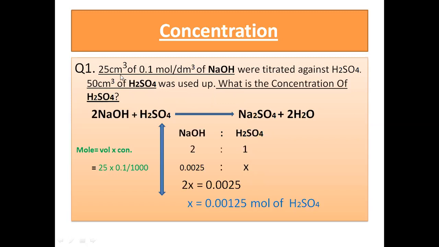Here the concentration and volume of sodium hydroxide are given, and the volume of sulfuric acid is also given, and we have to find the concentration of sulfuric acid. From units you will find which physical quantity is given. As this is centimeter cube, it means this is volume. Mole per decimeter cube shows it is a concentration. Now, according to the balanced chemical equation, 2 moles of sodium hydroxide react with 1 mole of sulfuric acid, forming 1 mole of sodium sulfate and 2 moles of water.